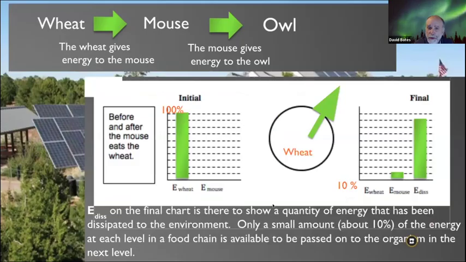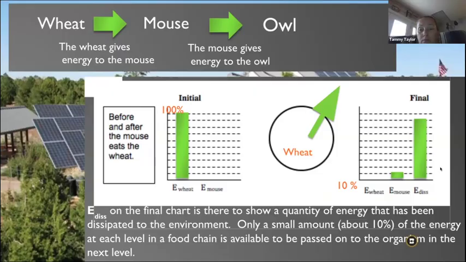Initially the wheat has 100% of the energy, and the mouse has how much energy? The poor mouse is hungry, but he has not eaten any wheat. So of the energy that's available from the wheat, all of it is contained in the wheat, right? And the mouse doesn't have any. What direction is the energy going in this particular representation? Is the energy going into the wheat or out of the wheat? Out. So we just draw a big arrow showing that the energy is going out. And then we represent the new relationship. If the mouse is eating the wheat, how much energy does the wheat now have?